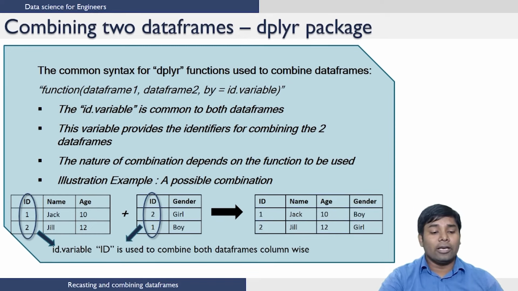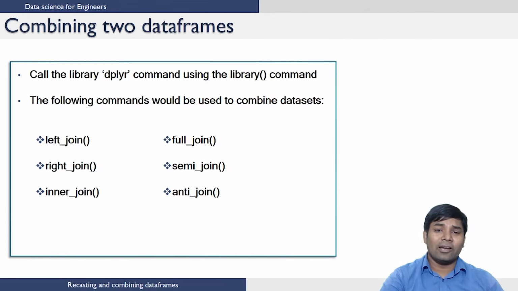Now let us look deeper into the different functions that are available in the dplyr package to combine two data frames. There are several functions available in the dplyr package to combine data frames. A few of them are left join, right join and inner join, and there are full join, semi join and anti join. In this lecture, we are going to see the first three, left join, right join and inner join. We will leave it to the audience as an exercise to understand what full join, semi join and anti join do in combining the data frames.